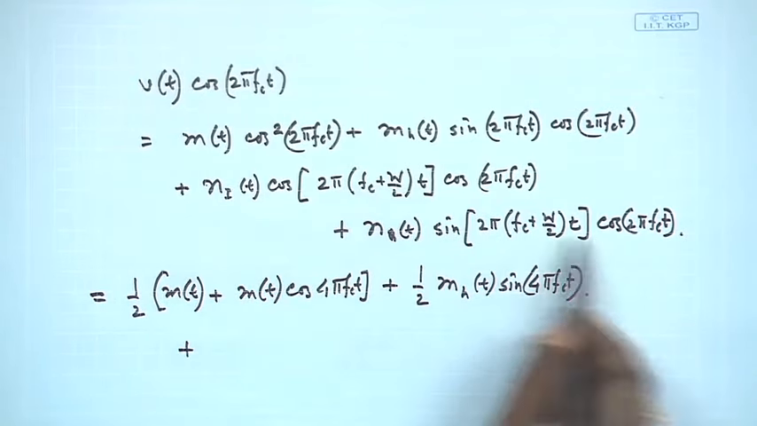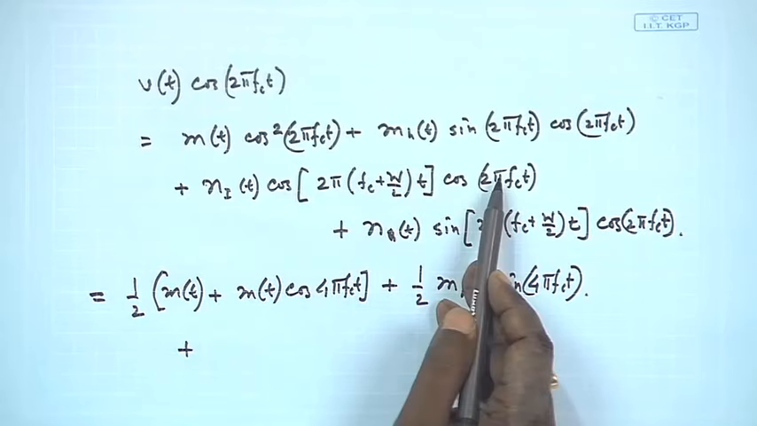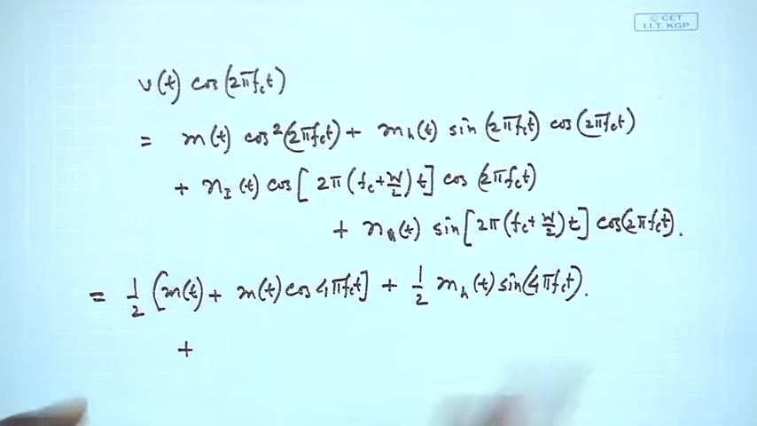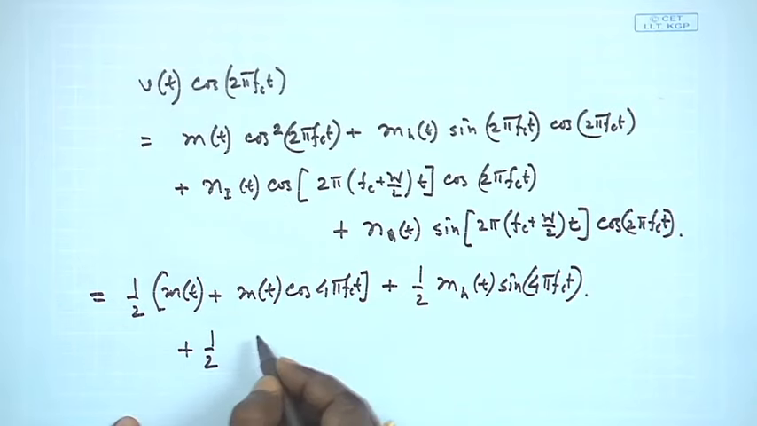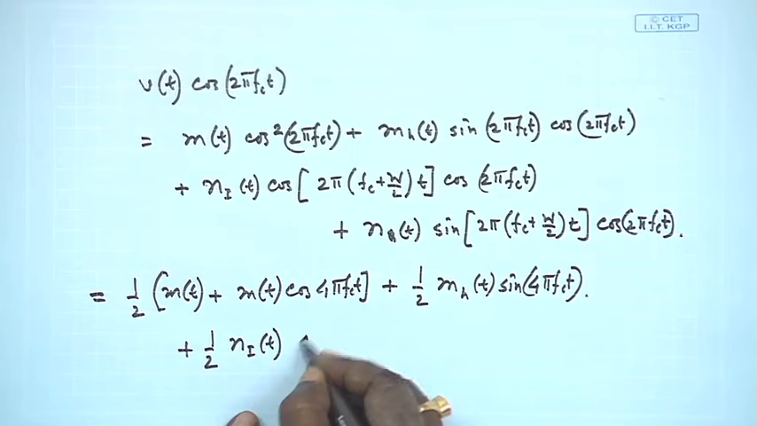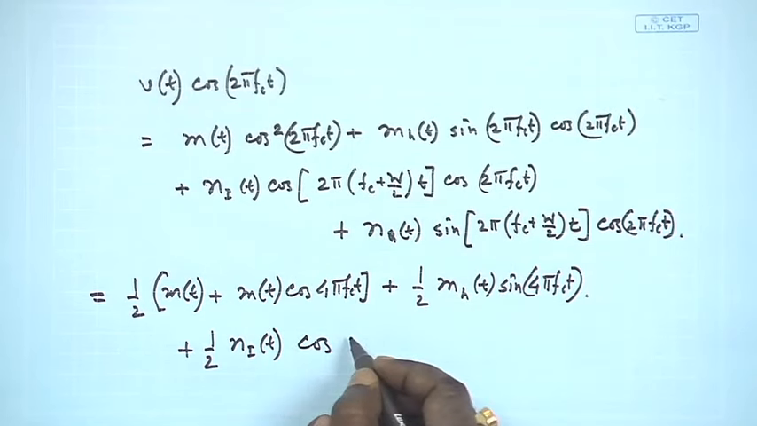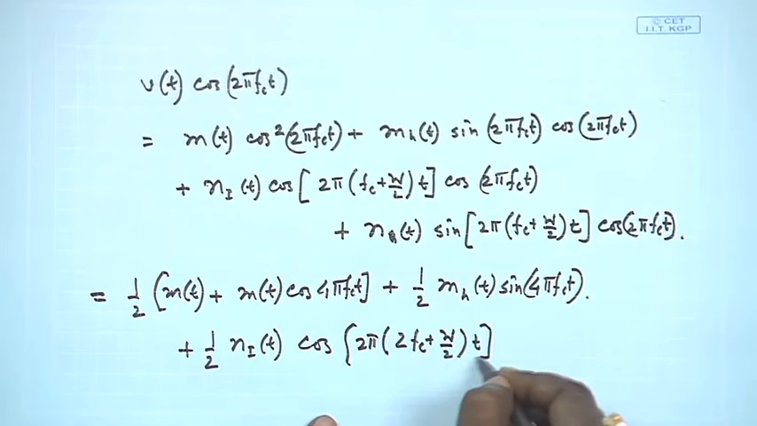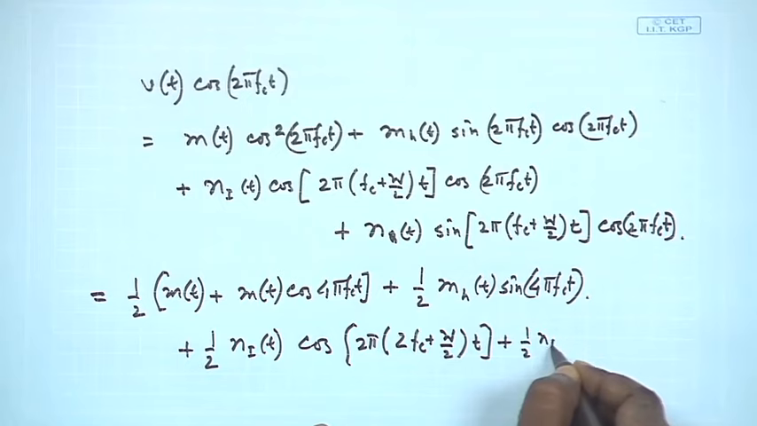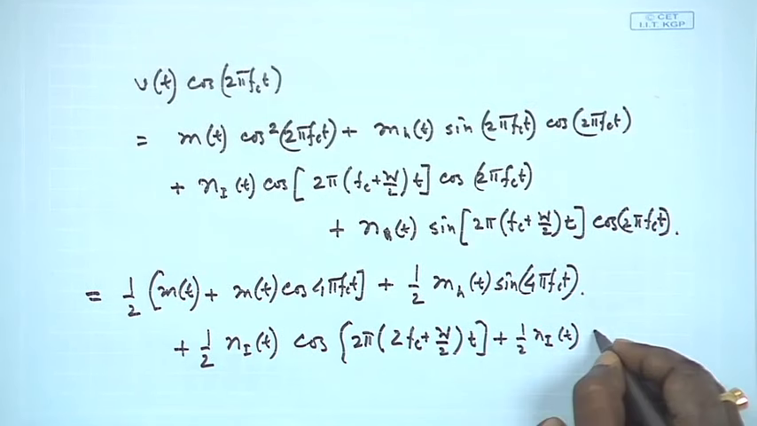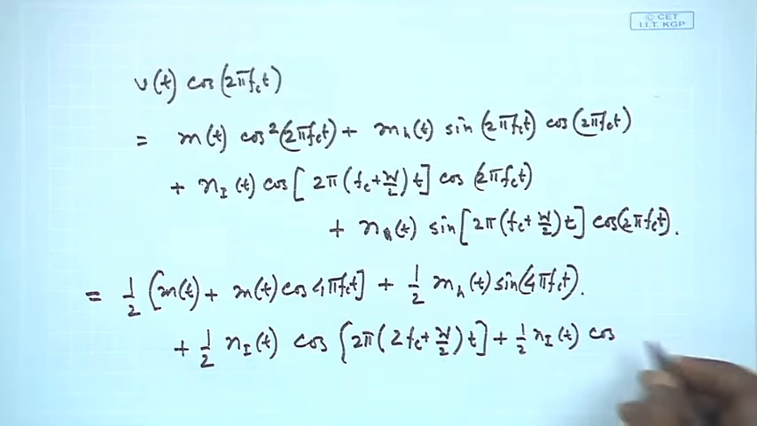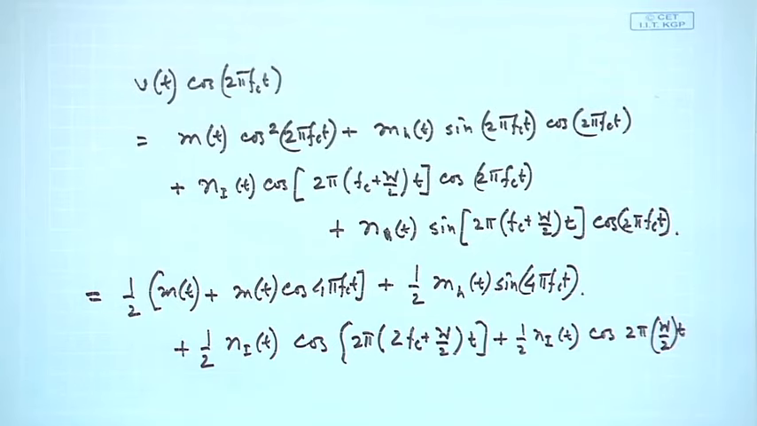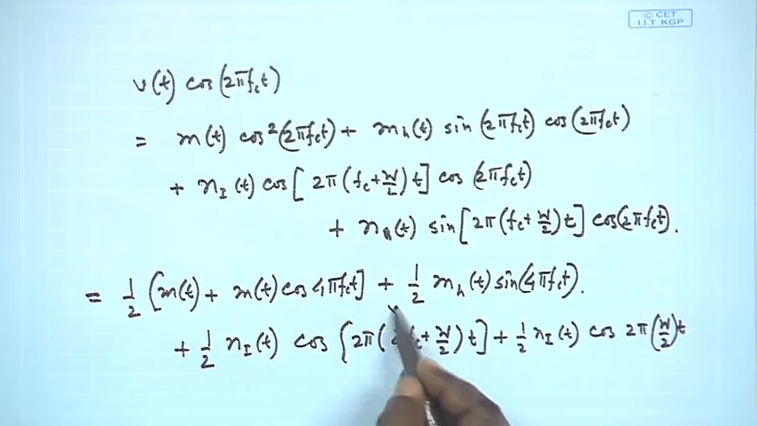Now, these two, it is cos A cos B, if I just take half, cos(A plus B) plus cos(A minus B). So, I can write half n_I(t) cos of A plus B, that must be 2 pi into (2 fc plus W by 2) t, plus half n_I(t) cos(A minus B), so that must be 2 pi W by 2 t. This is again a higher frequency term, this will be cancelled.